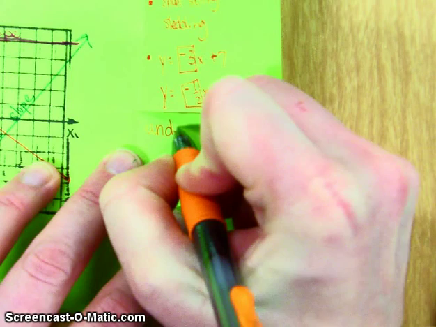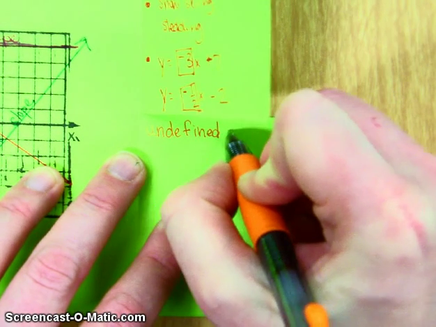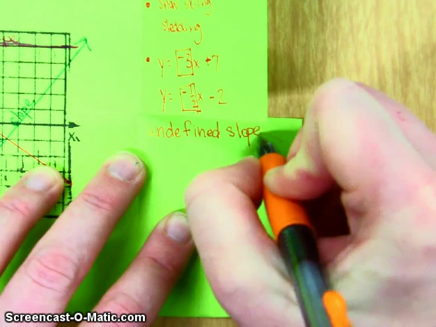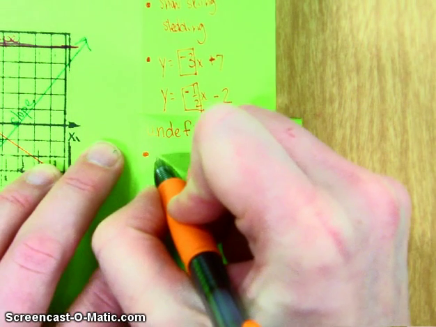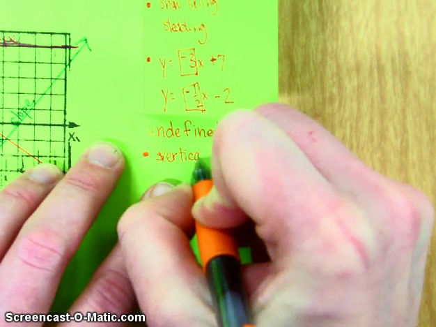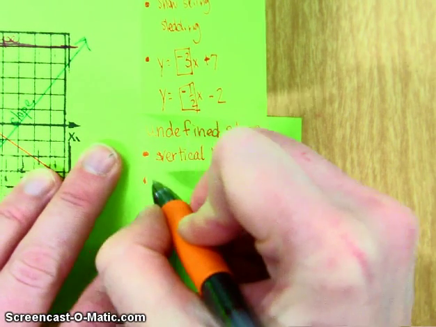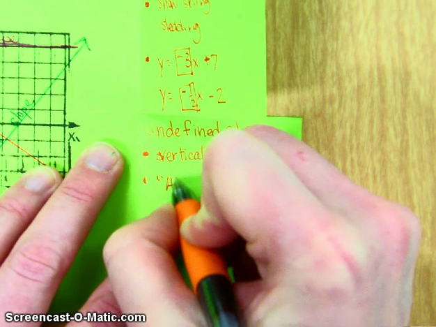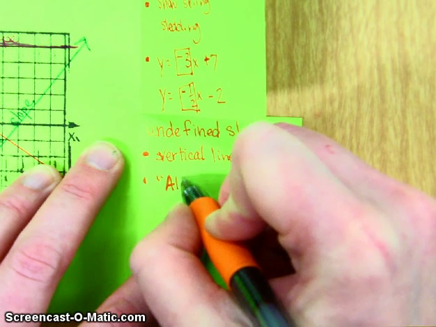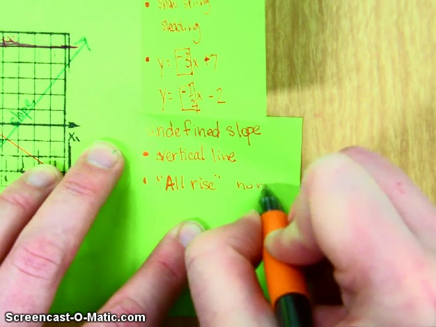Undefined. This one is a vertical line, and it is all rise, and it has no run to it.